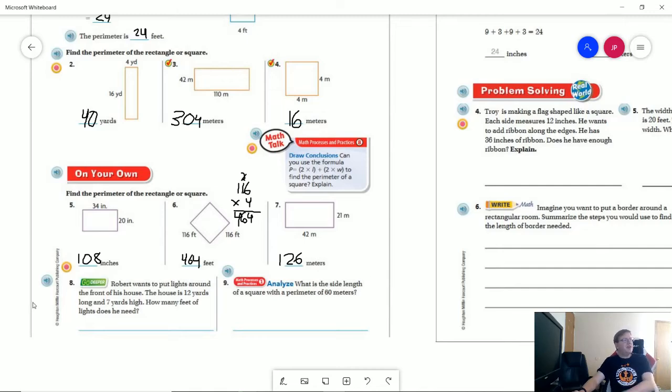So for number 8, we want to put lights around the front of the house. The house is 12 yards long and 7 yards high. So if we are going to put it around the front of the house, we are not going to have to worry about doing the back side. So let's draw out what the front could look like.